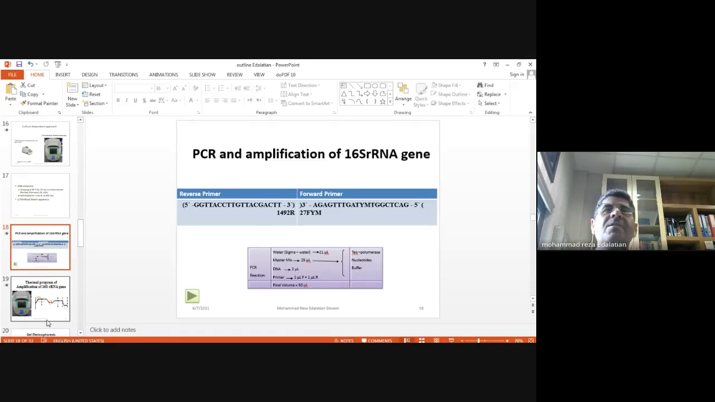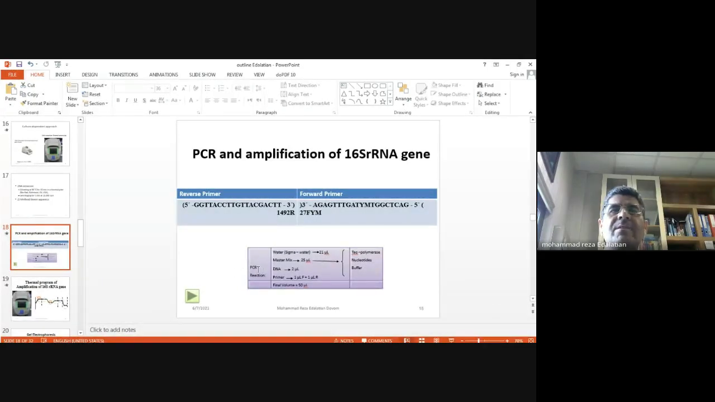We have a PCR amplification of the 16S rRNA gene. In order to perform a PCR, we should have a pair of primers: a reverse primer and also a forward primer. Here the reverse primer is 1492R, and 27F stands for the forward primer. This is the forward primer, and this is the reverse primer.